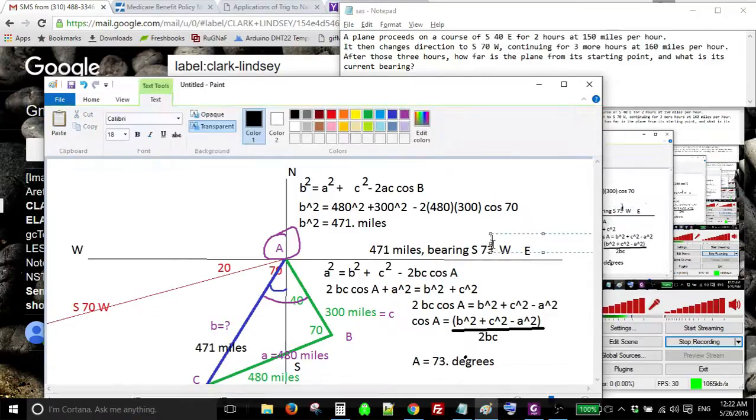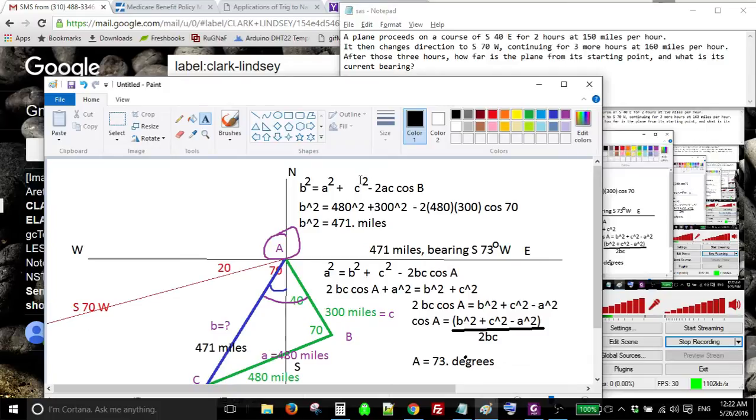Let me put a degree symbol here. All right. And let me box the answer. Okay. So that is how it is done. Of course, here I've just left the variables here just to be fast, but you know, I should have put 471 squared in there. I should have put 300 squared in there. I should have put 480 squared in there, and then 480 and 300 in here. And that is all.